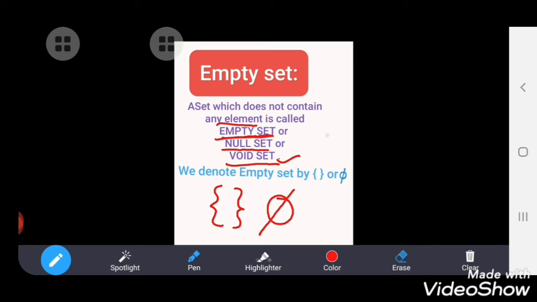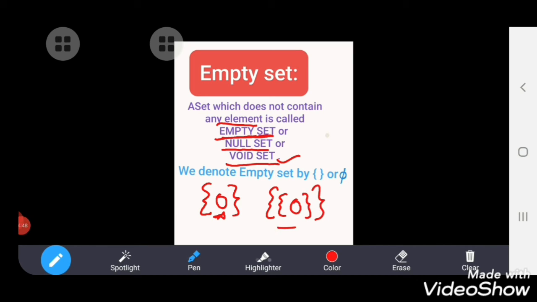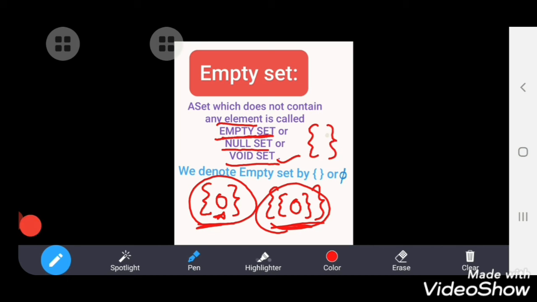Now we will discuss some other examples of empty set. If you write a set and inside the set you write 0, this is not an empty set. We don't write like this. And we can't write like this also. That means a set and another set inside it with 0, this also does not represent the empty set. So empty set means we just have to open the bracket and close the bracket.